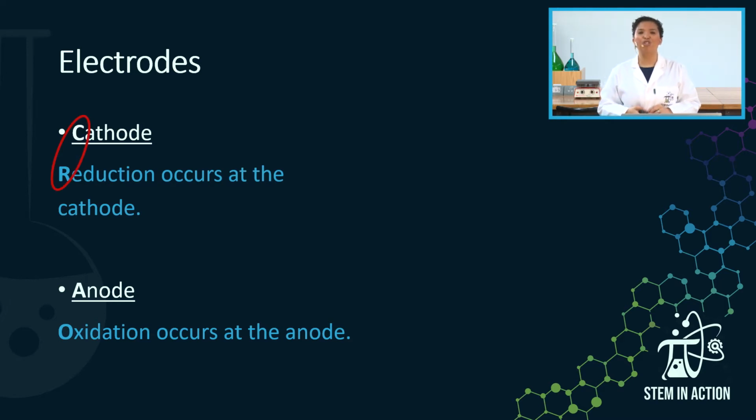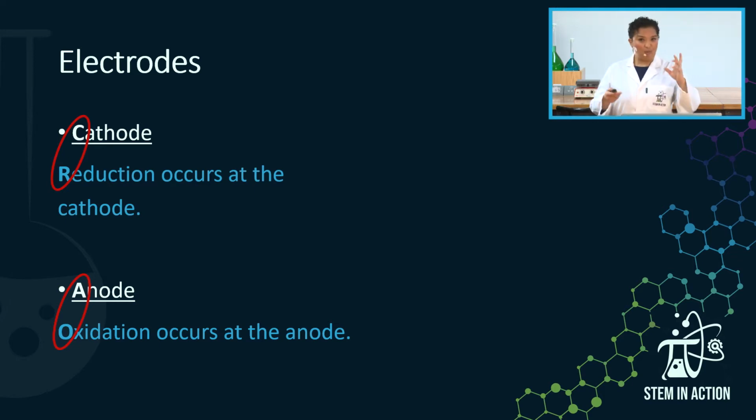If you take the first two letters, cathode starts with a C, reduction starts with an R. For all those language lovers, R and C are consonants, so those consonants go together as reduction at the cathode. Anode, those are two vowels, A and O. They go together. So oxidation always occurs at the anode.